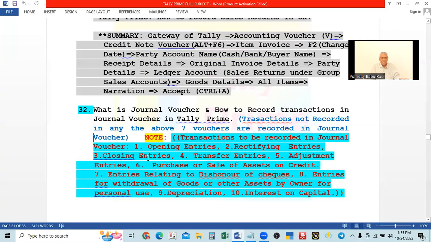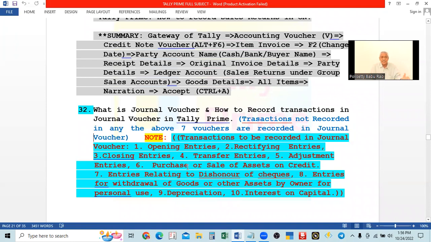See here, what is the general voucher and how to record its transactions? The transactions to be recorded in the journal voucher are: opening entries, rectifying entries, closing entries, transfer entries, adjustment entries, and purchase or sale of anything other than goods.